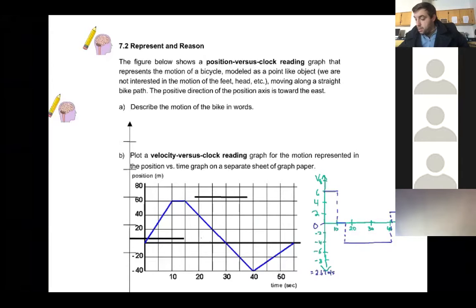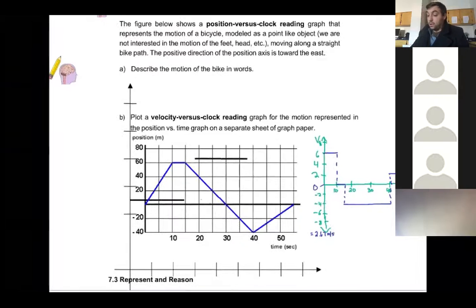Now, when you have a position versus time graph, this whole grid is from a different problem. It just kind of didn't work. That's why we skipped 7.3, because the grid is very off when you change apps and the technology we're working with there. But A says describe the motion of the bike in words.